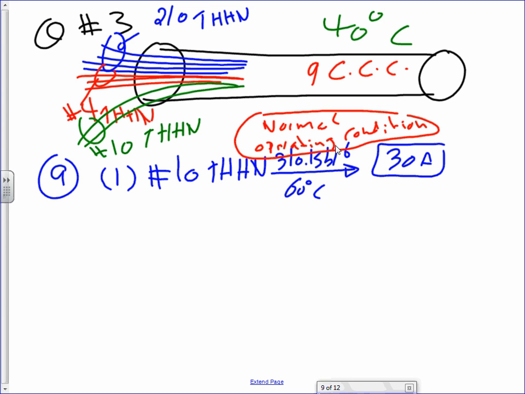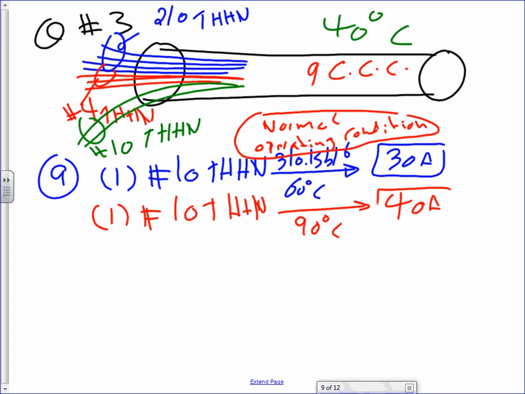Now, obviously, we're not in a normal operating condition. So this is under your normal operating condition. Then for derating purposes, you're going to take number 10 THHN, and go to the 90-degree column. How much current can number 10 carry for derating purposes? 40 amps. The same table, guys, 310.15(B)(16). For derating purposes, number 10 can carry 40 amps. So why should I start with the 40 amps, not the 30? It's THHN, we're derating. Okay, so that's the second.